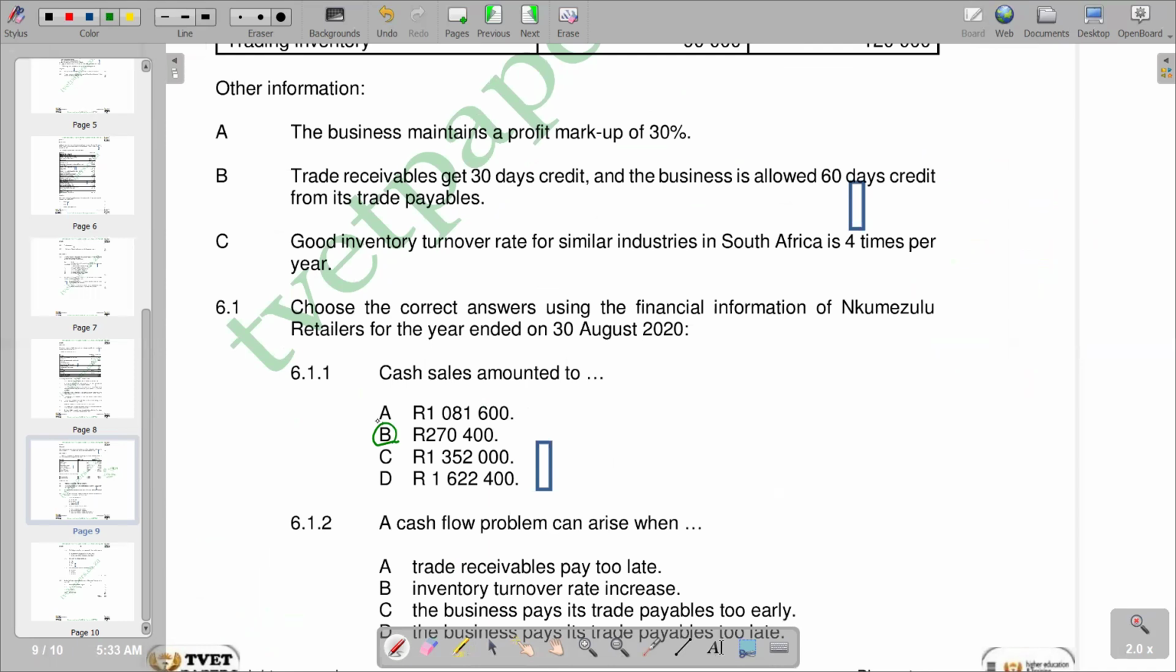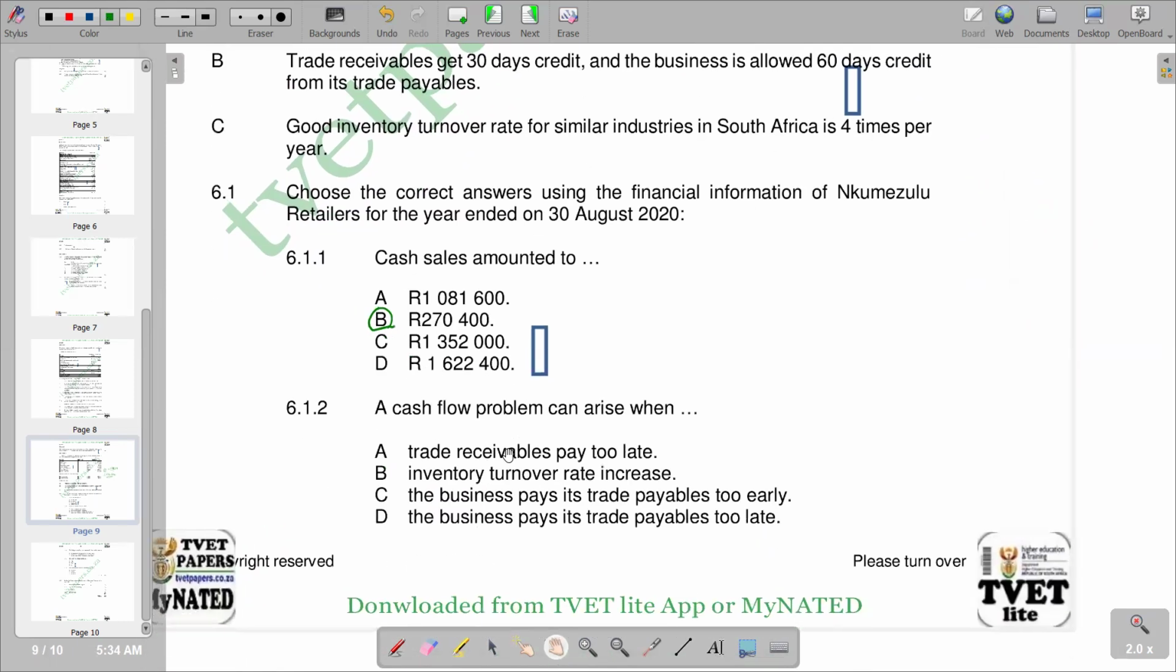Then you move on to the next question, 6.1.2, and it reads: a cash flow problem can arise when A, trade receivables pay too late, which is very correct. When trade receivables pay late, we are going to be delayed in getting our money, so we are obviously going to have some cash problems in our business. Let's look at the next one, B: inventory turnover rate increases. Remember, when inventory turnover increases, it means we are selling our goods at a faster rate. Goods are coming in and going out at a faster rate, which means we are getting cash quickly. So we're not going to have any cash problems.